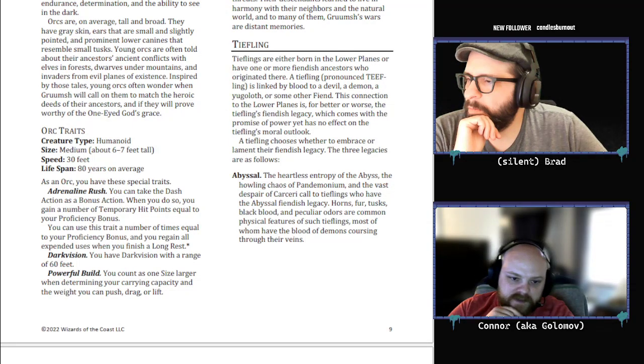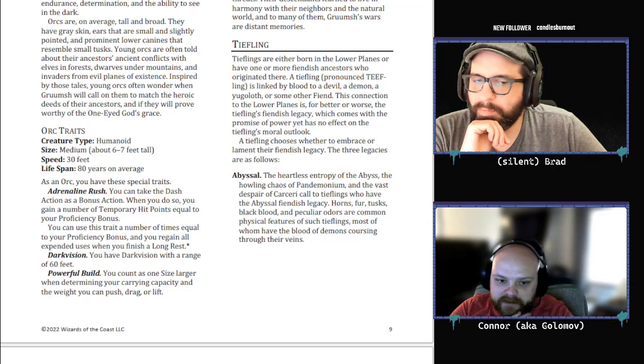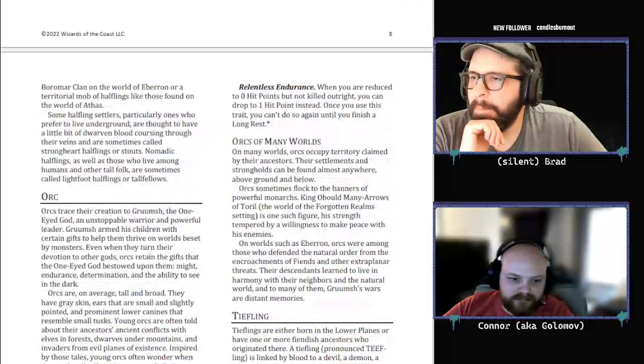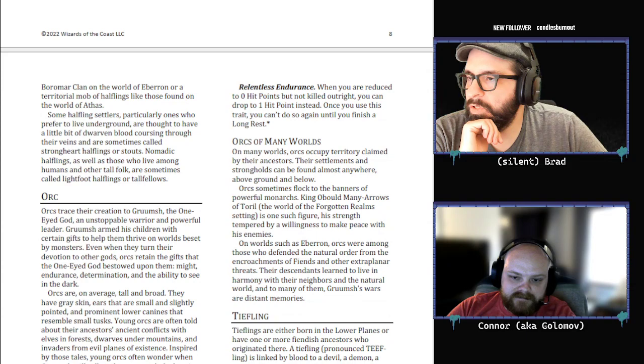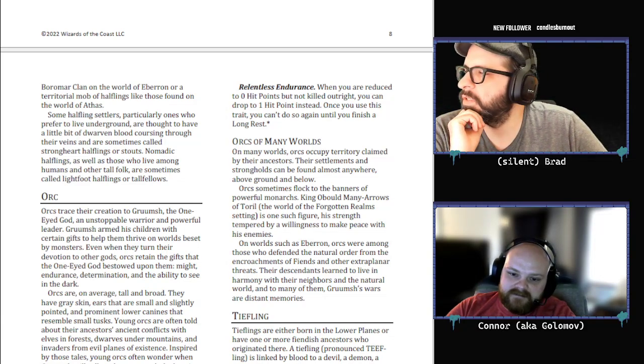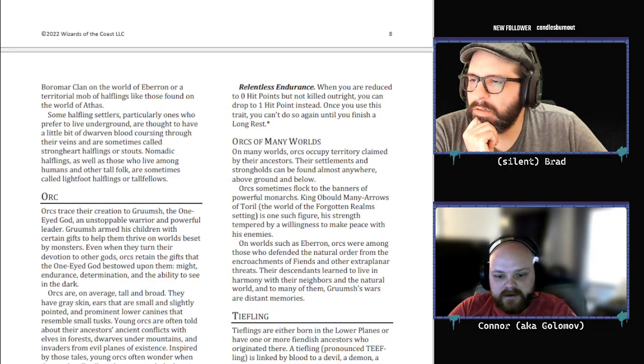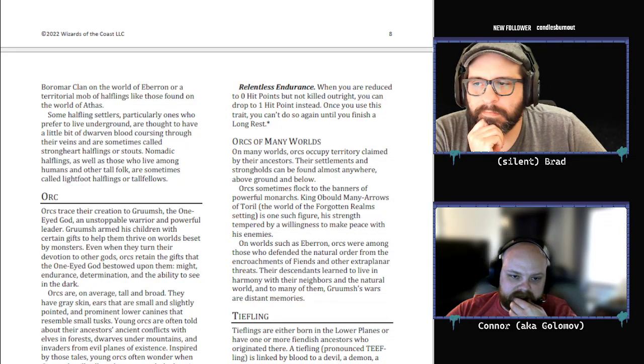Okay. Orcs might be number 2 on my race power scale right now after doing all this stuff. Darkvision again, Powerful Build, so count as one size larger. And Relentless Endurance: reduced to 0, you come back with 1, and can only do that once per long rest. So they haven't changed at all since their rework in Monsters of the Multiverse. And Orcs are looking pretty standard to what they had in the past.